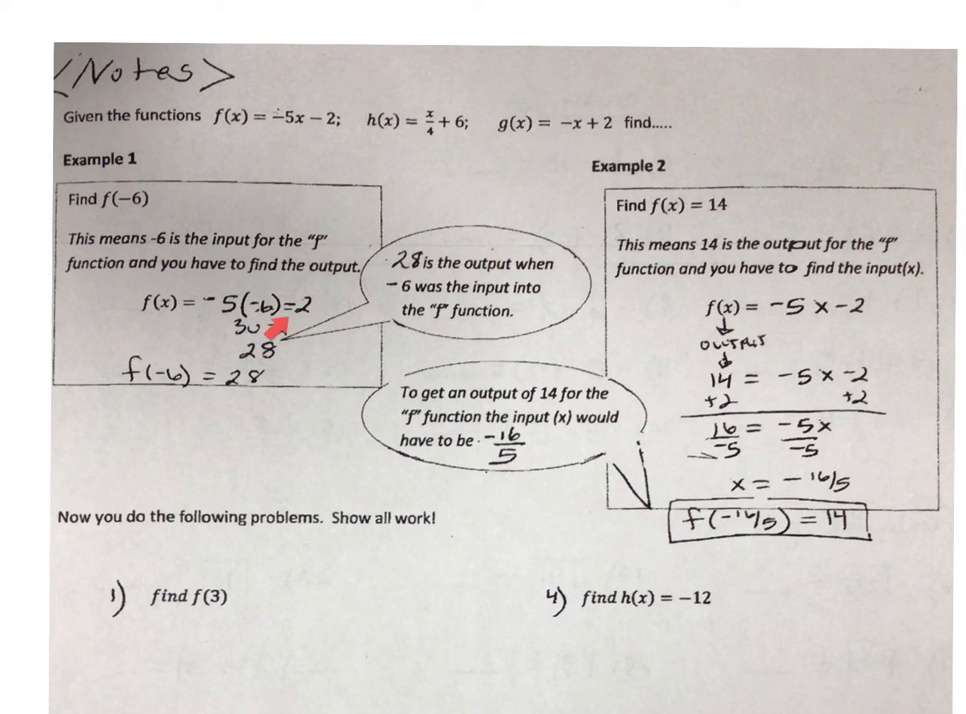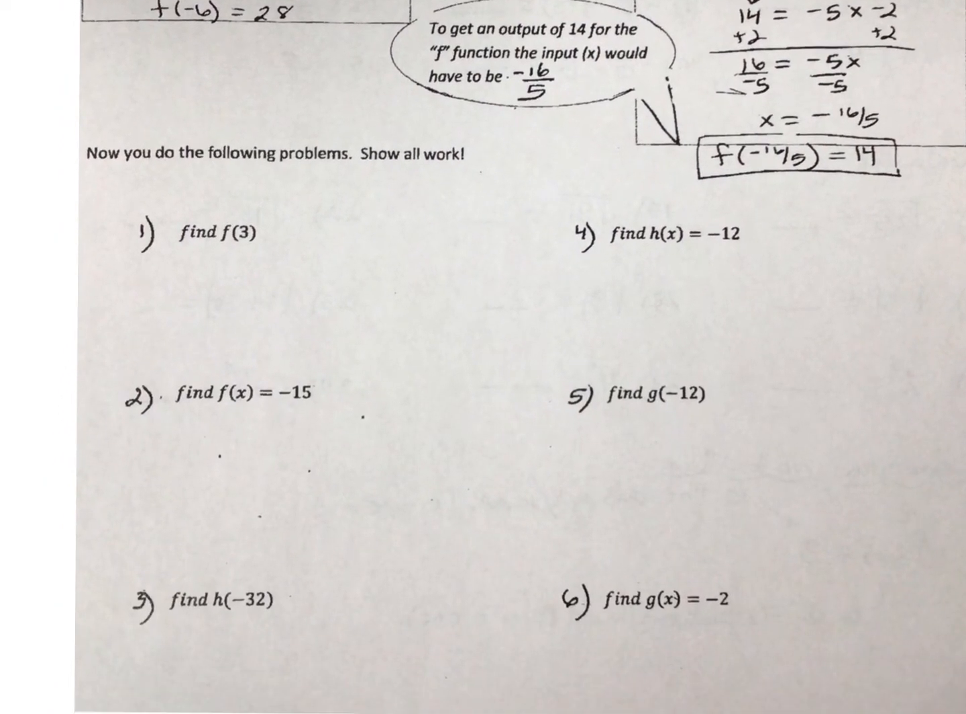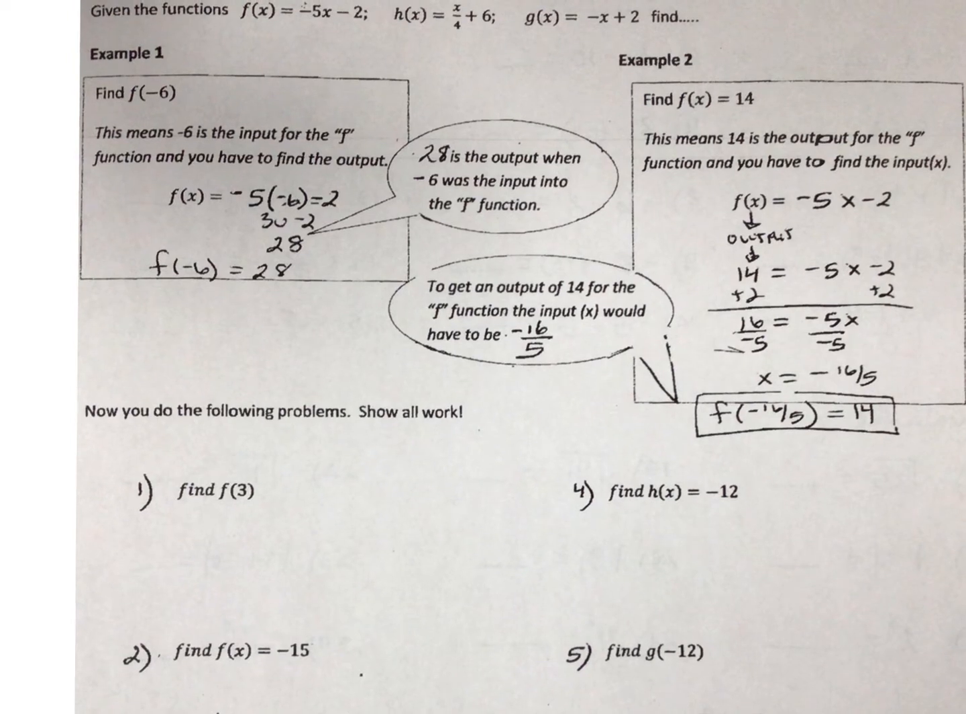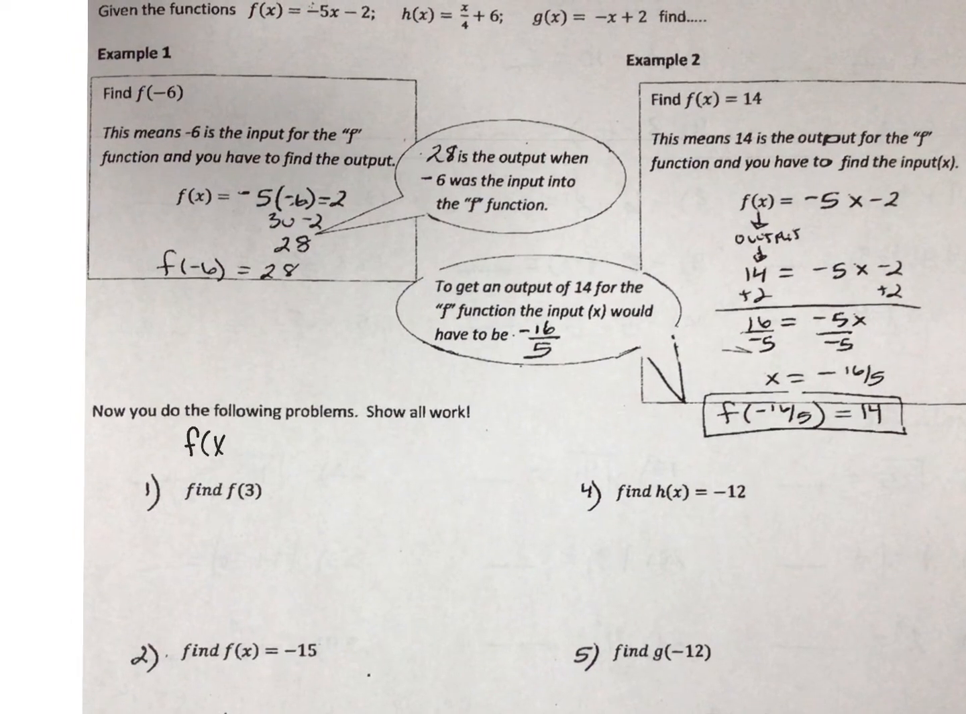So we're going to find, and you can look at these examples, but we're going to do these together down here, and then you can do your homework. We're going to find f of 3. Okay, f of 3, the function f is negative 5x minus 2. So when I find f of 3, that means I'm going to replace the x with 3. So negative 5 times 3 minus the 2.